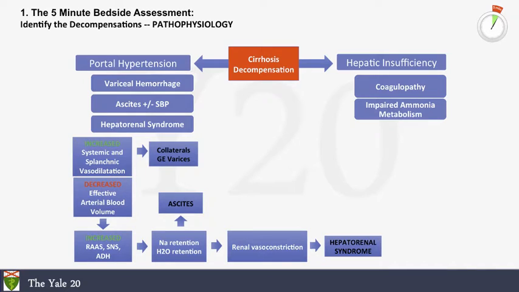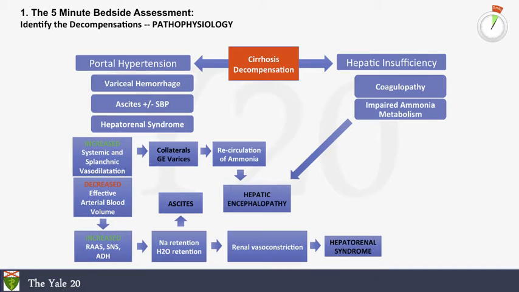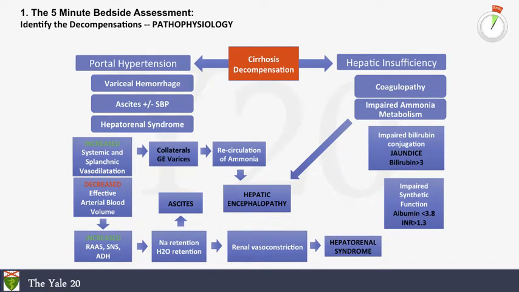Hepatic insufficiency. So this is when the liver itself cannot fulfill its functions. It leads to coagulopathy, either thrombosis or increased clots or increased bleeding, and impaired ammonia metabolism. Hepatic encephalopathy is a mixture of these two, where you have impaired ammonia metabolism with a recirculation of ammonia leading to hepatic encephalopathy right here. Jaundice is because of impaired bilirubin conjugation. Usually see it when bilirubin is greater than 3. And finally, impaired synthetic function: albumin and INR are affected.